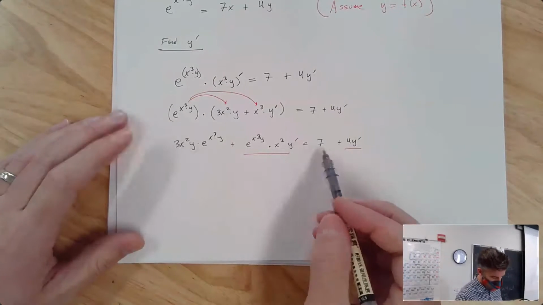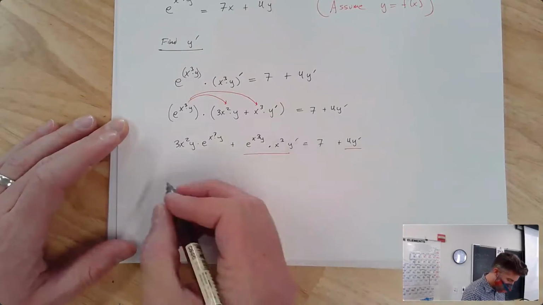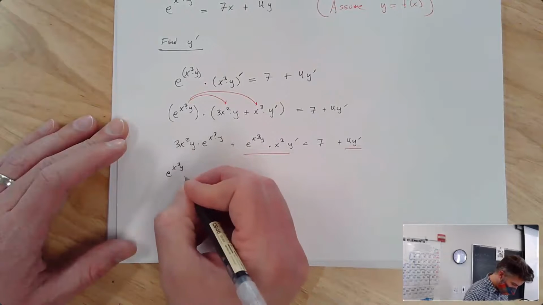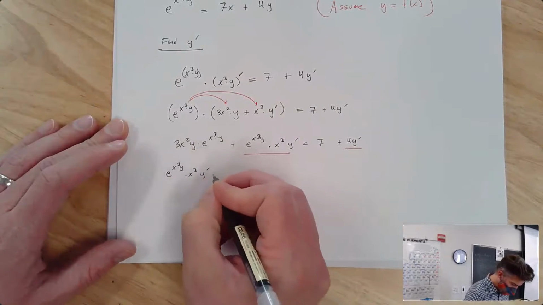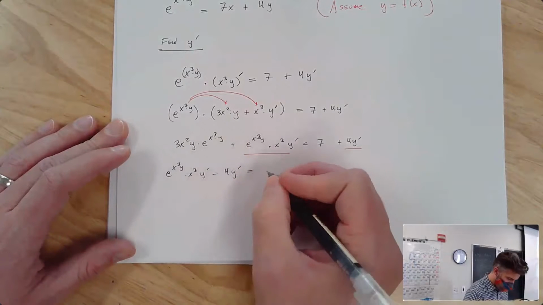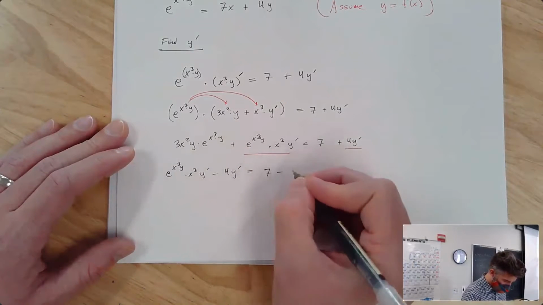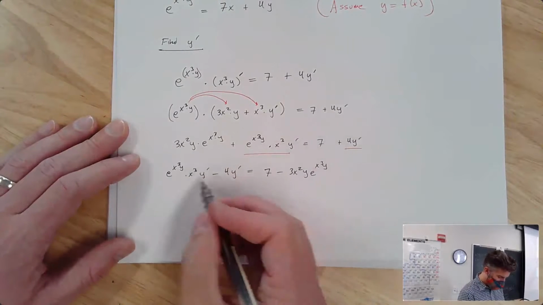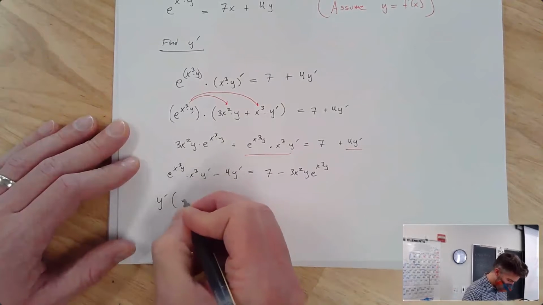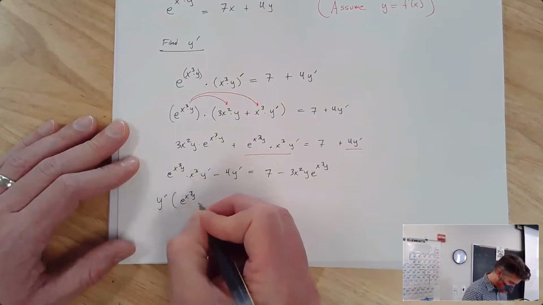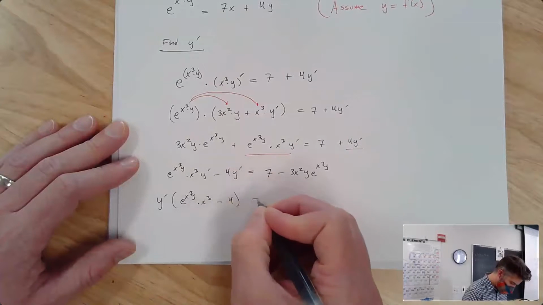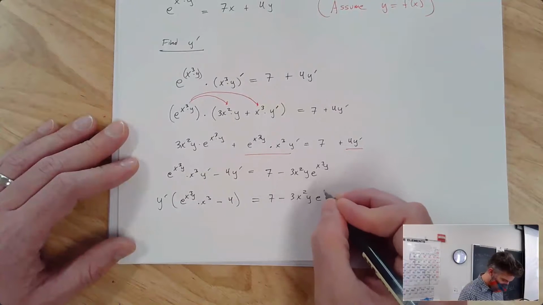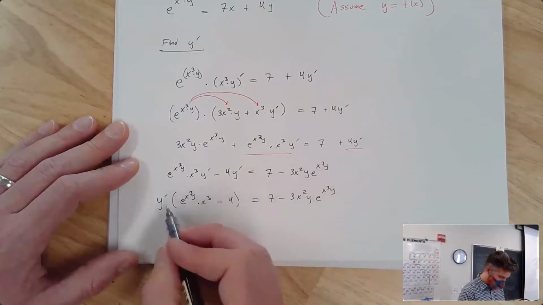I usually pick everything to go to the left for a y prime. So I'm going to have e to the x cubed y times x cubed y prime minus 4y prime equal to 7 minus 3x squared y e to the x cubed y. Factor out a y prime. You're left with all the other stuff, e to the x cubed y times x cubed minus 4. Still equal to the same stuff on the right-hand side, 7 minus 3x squared y e to the x cubed y. And then finally, divide by all this here.